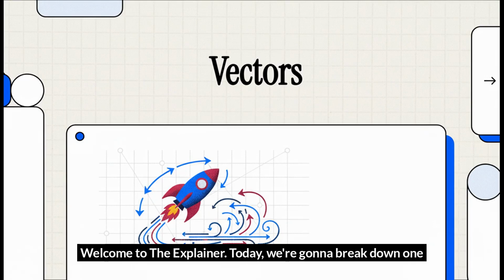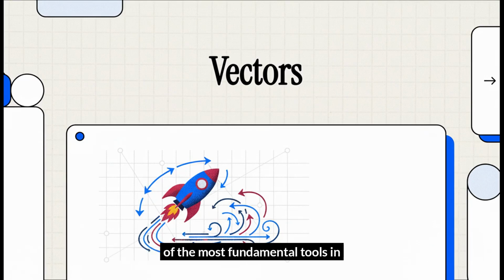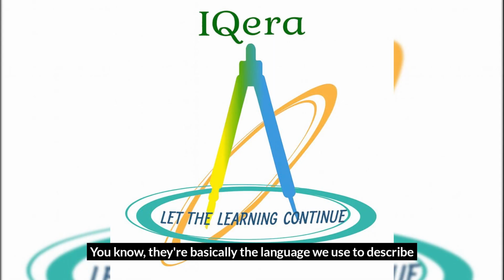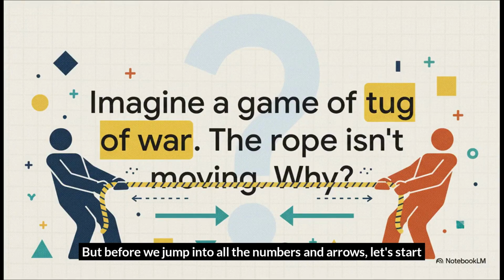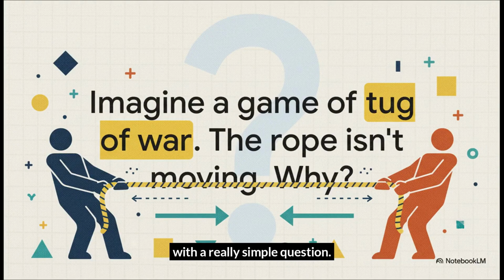Welcome to The Explainer. Today, we're going to break down one of the most fundamental tools in all of math and physics, vectors. They're basically the language we use to describe anything that's got both a size and a direction, from the wind pushing on a sailboat to the path of a spaceship. But before we jump into all the numbers and arrows, let's start with a really simple question.